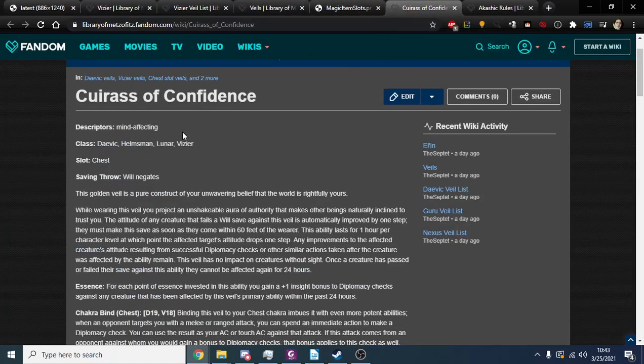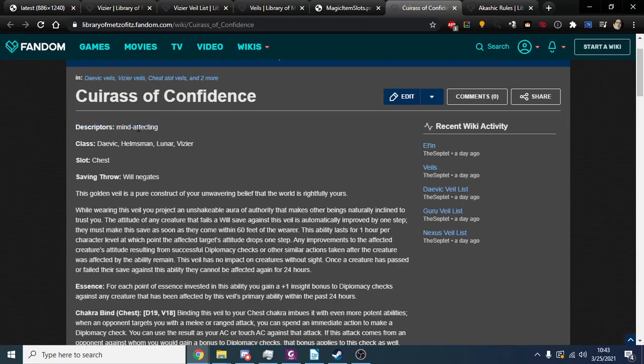We have here the Cuirass of Confidence, which is one of the first veils released in the Akashic Mysteries book. It's just a very simple veil here. So let's start from the top. You can see that veils have descriptors, much like spells do. The Cuirass of Confidence is mind affecting.